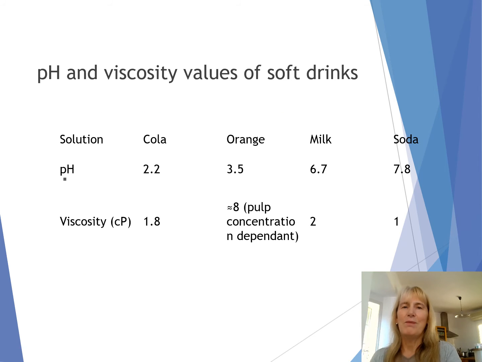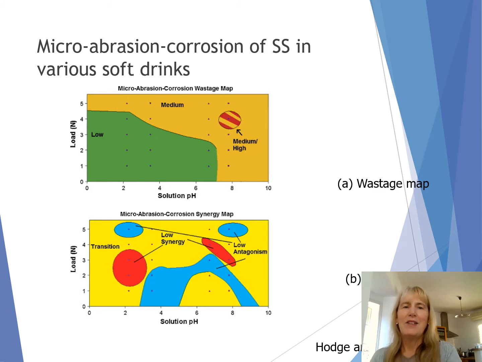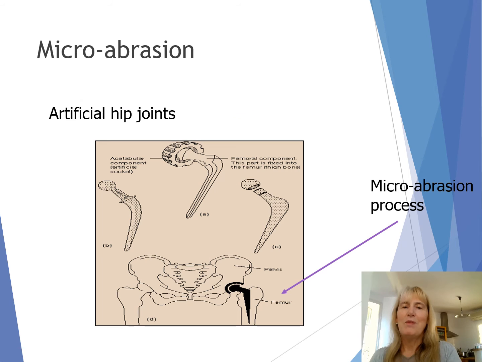We looked at different soft drinks and the pH and viscosities just to see if we could map them. And this is what we did. We generated these maps. All of these points correspond to the different solutions. What we found was that there are different wastage regimes, and we got different regimes of synergy and antagonism over the surface depending on the solutions. So it was an interesting exercise to show that for these kinds of soft drinks, we can have different tribo-corrosion regimes.